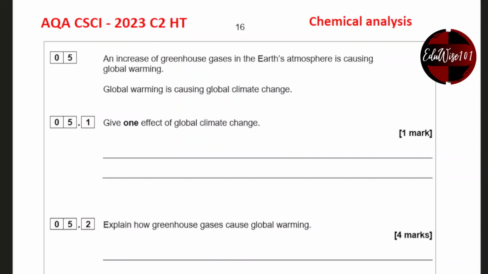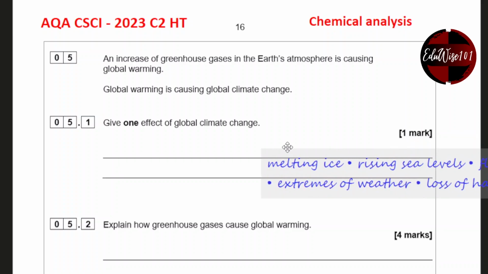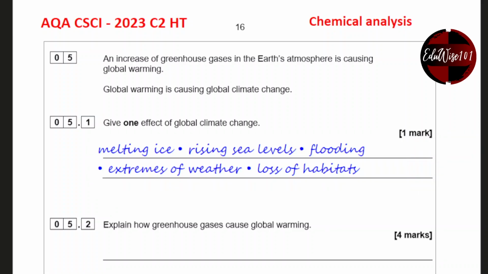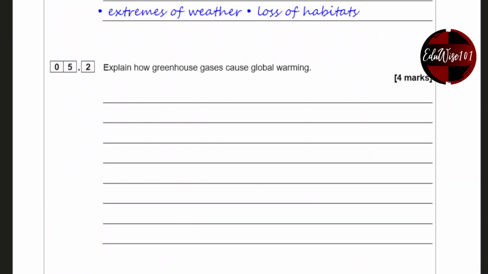Well, if the temperature of the atmosphere increases, then we have ice caps melting, which introduces more water into the sea. That causes rivers flooding and land being lost. So any of these points is fine: ice melting, rising sea levels, flooding, extreme weather, or loss of habitat. Explain how greenhouse gases cause global warming.